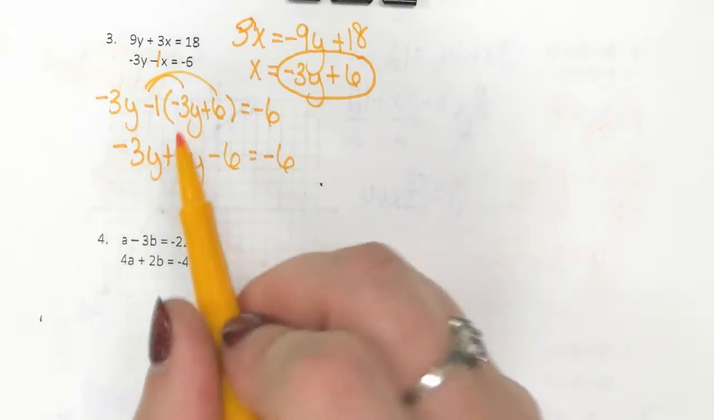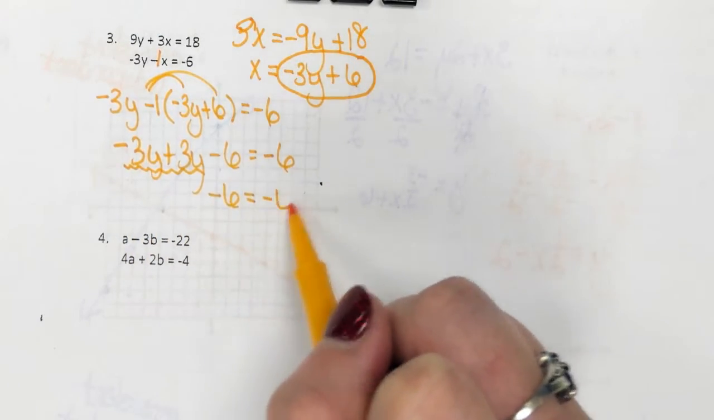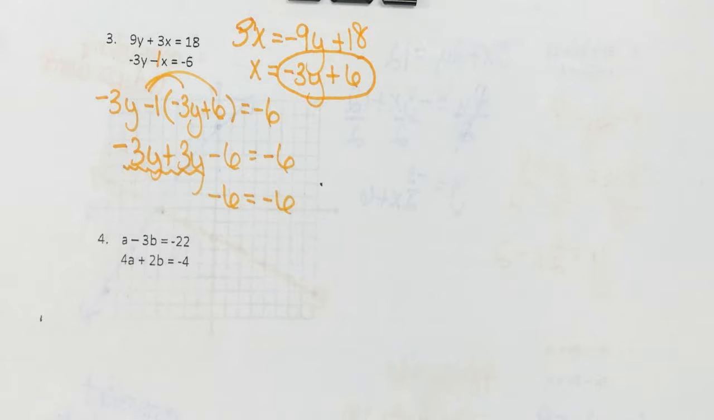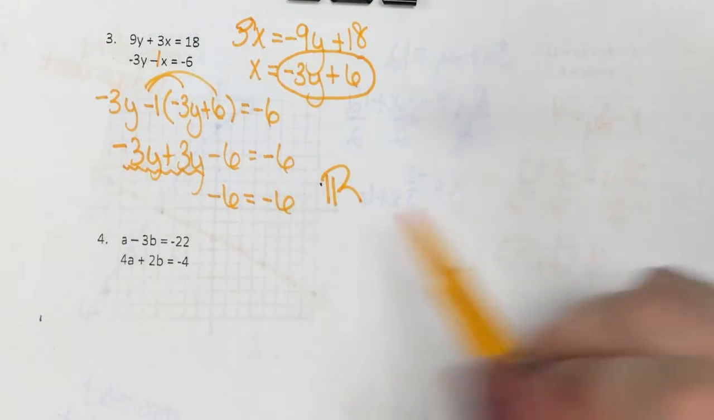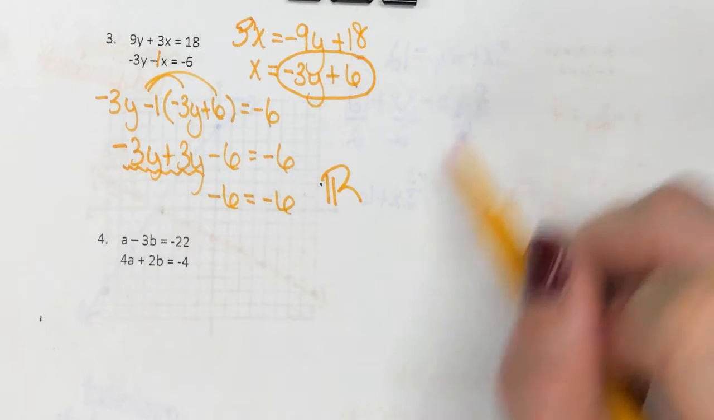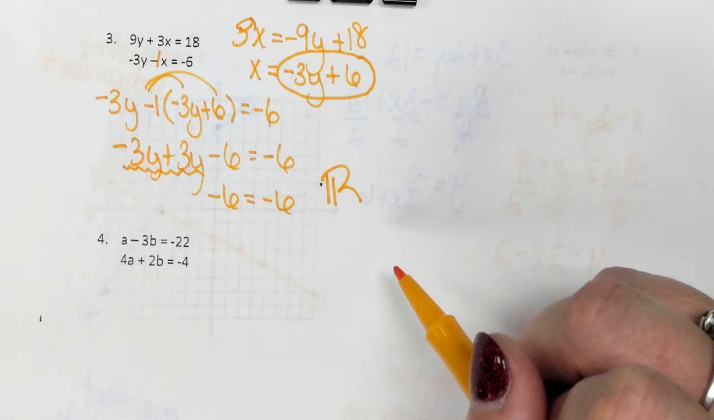Oh, you don't get 0. You get negative 6 equals negative 6. And back in chapter 1, it's all real numbers. And Melody, what would that graph look like? Consistent. Very good. So that would be the same line, which would be the consistent and dependent.